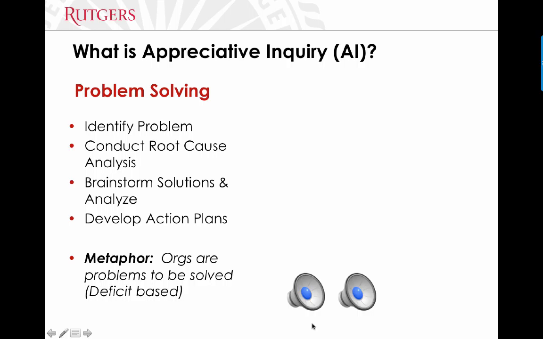Appreciative inquiry is different from other strategic planning methodologies, and it should not be considered problem solving. With problem solving, you identify the problem, you conduct root cause analysis, you brainstorm potential solutions, and you analyze those solutions, and then you develop an action plan. If we were to use a metaphor of what problem solving is, problem solving views our organizations as deficit-based. Traditional strategic planning frameworks, including Bryson's strategy change cycle, are problem-solving approaches to strategic planning.